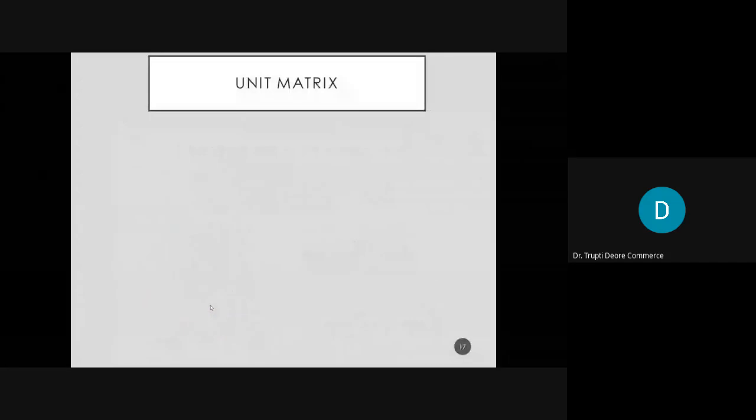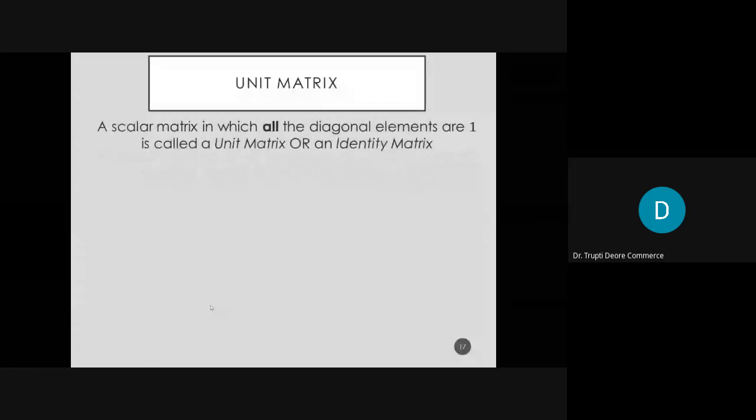Now unit matrix. Unit matrix is also called identity matrix, right? So what is the definition? A scalar matrix, which we have seen, is one in which the diagonal elements are the same and non-diagonal elements are 0, right? So a scalar matrix in which all diagonal elements are 1 is called a unit matrix or an identity matrix. So here it is always denoted by I.